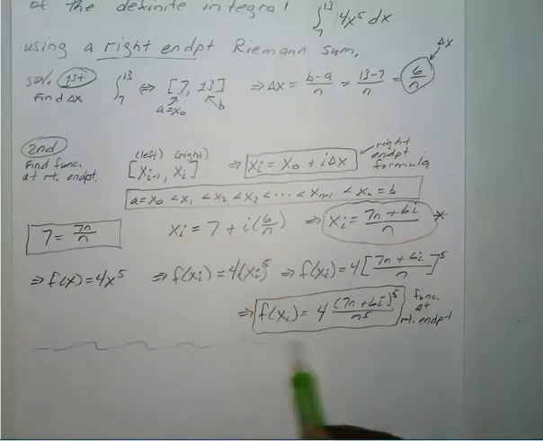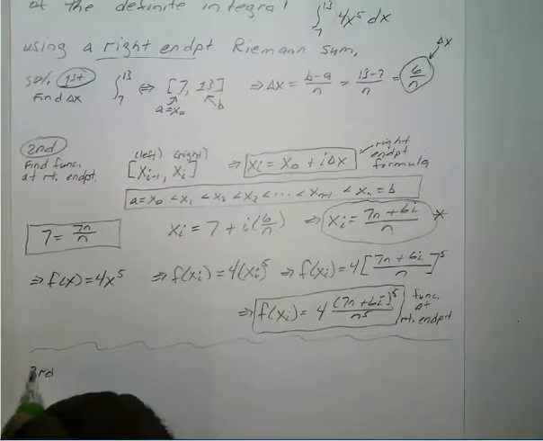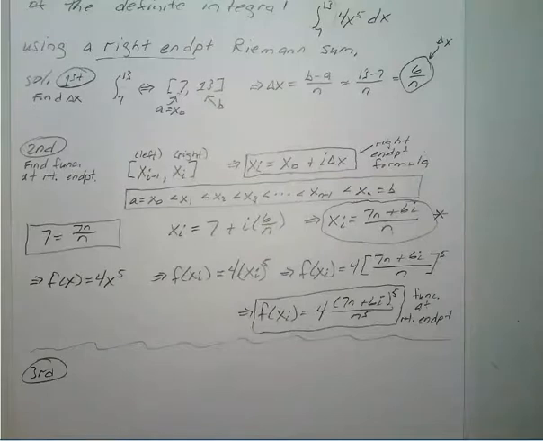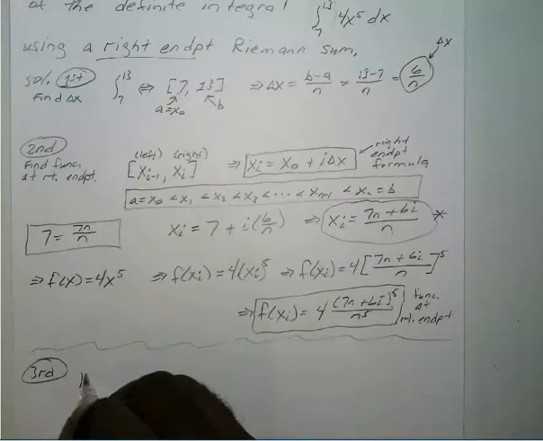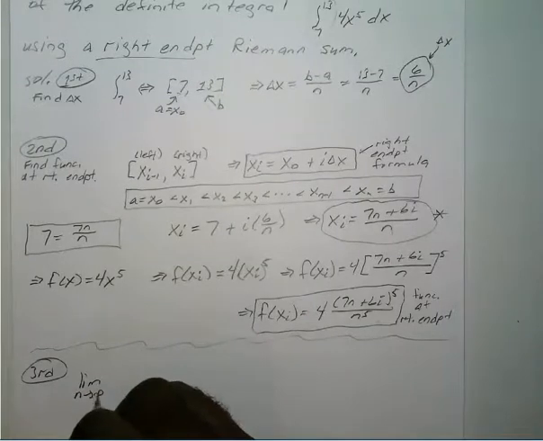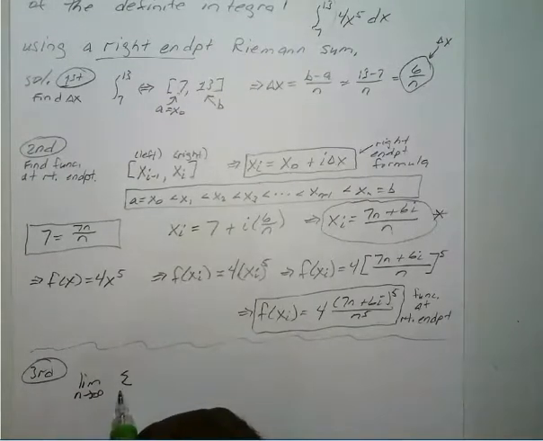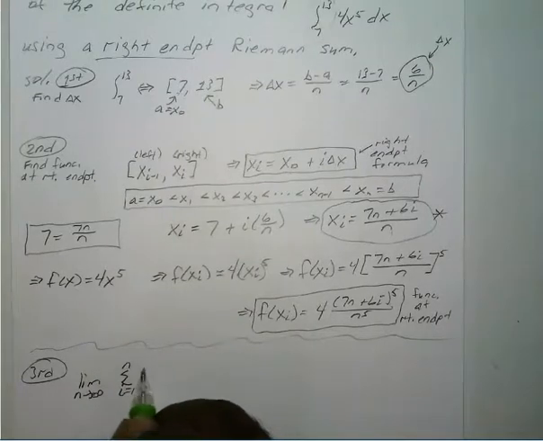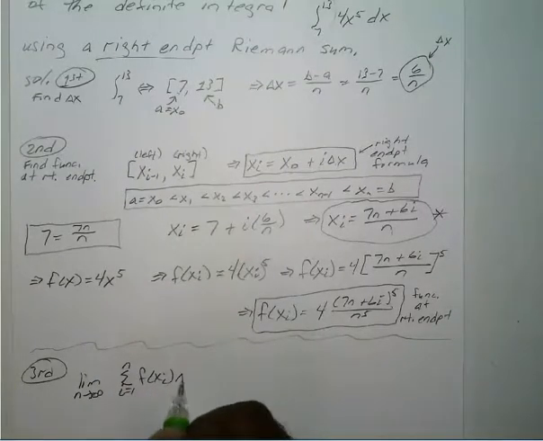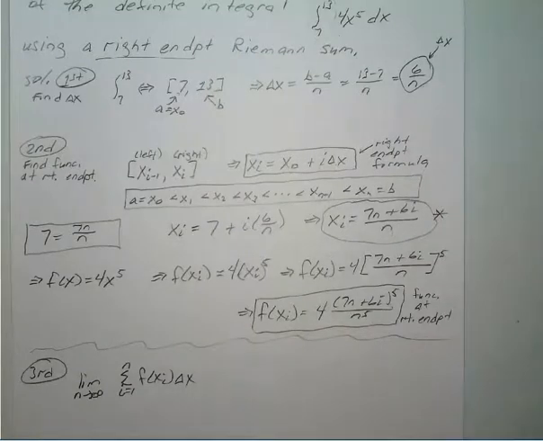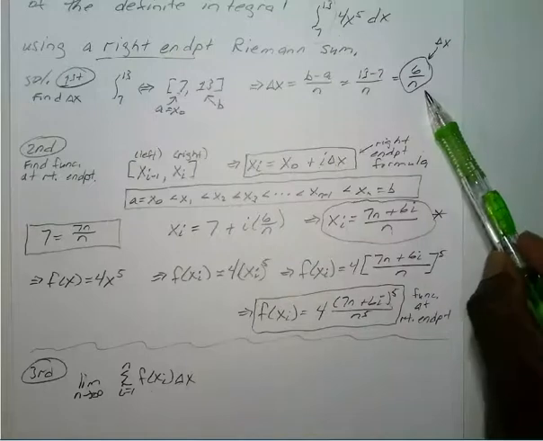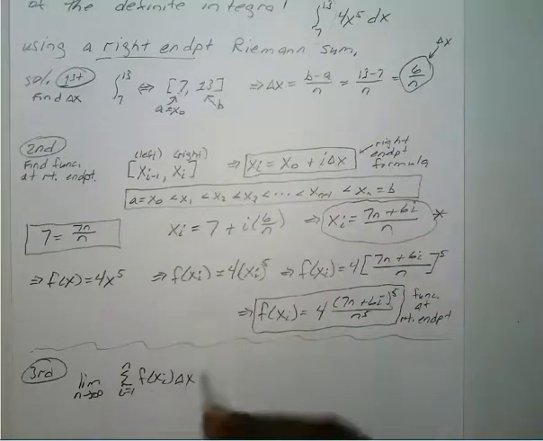Okay, let me kind of separate that a little bit. So your third step is where we use our definition of a definite integral. That's the limit as n approaches infinity of the sum from i equals 1 to n of f of x of i delta x. That's our definition. Now, we know what our f of x of i is. We just solve for that, and we know what our delta x is. We solve for that.